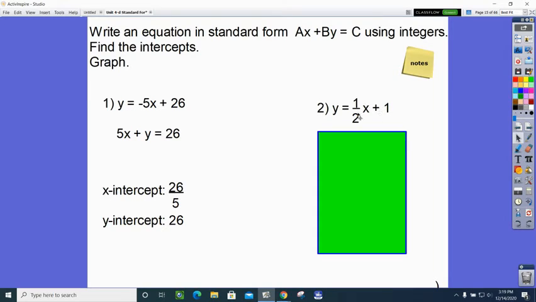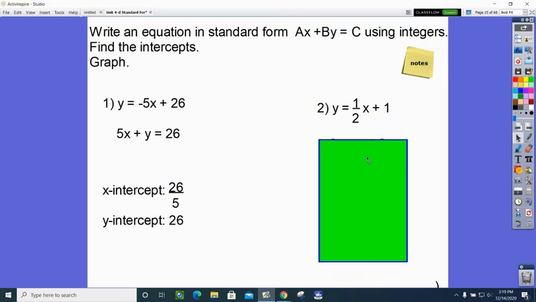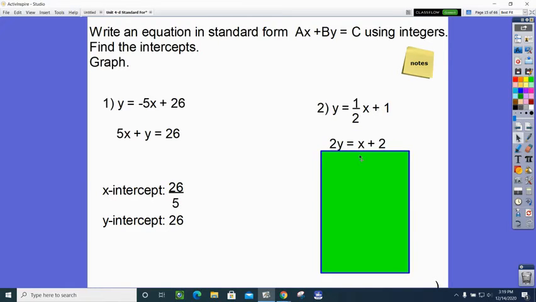Okay, so now what I'd like you to do is you're going to do this one, 2 jobs, write it in standard form, no fractions allowed, and find the x and y intercept. Okay, so first of all, did you clear the fractions by multiplying everybody by 2? 2 times the y, 2 times the 1/2 x, and 2 times the 1.